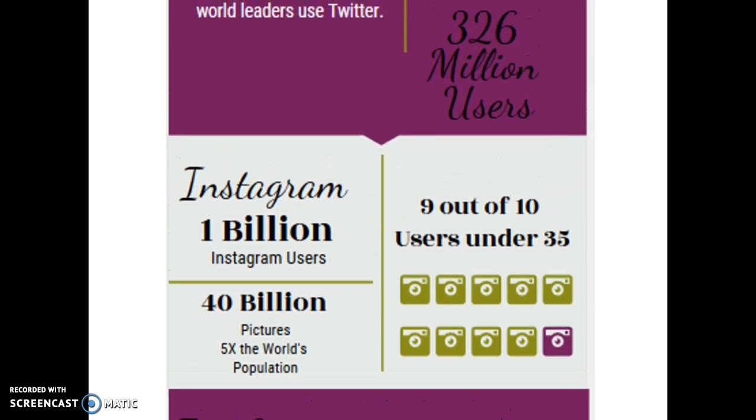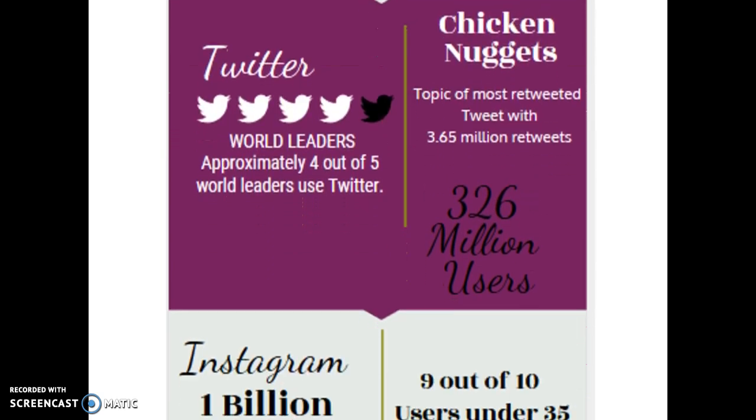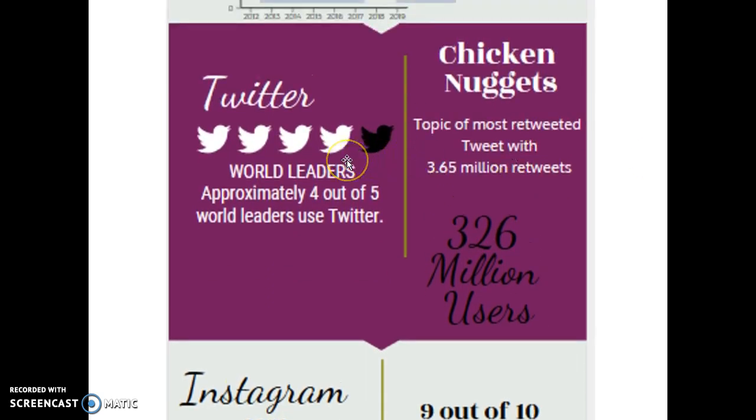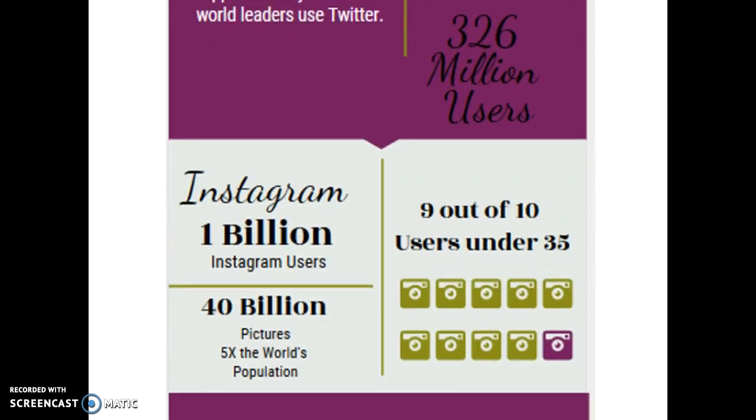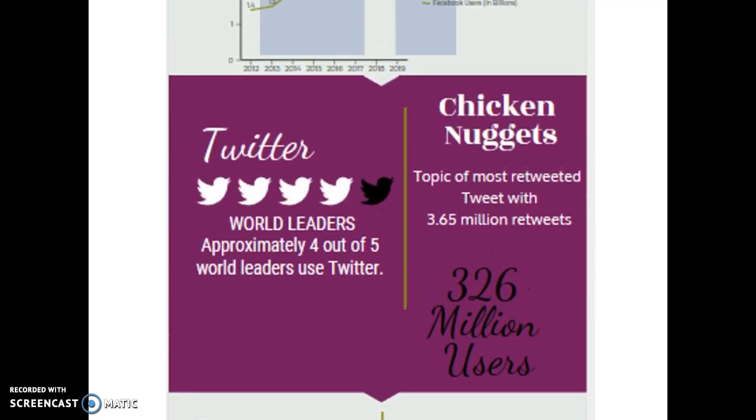I have also used the design principle of similarity and anomaly here with my photographs. I want to show how many people out of 10 are Instagram users, so I made 9 of the photographs one color and 1 of them another color to directly contrast the others. I also used 4 out of 5 Twitter pairs to show how many world leaders use Twitter.